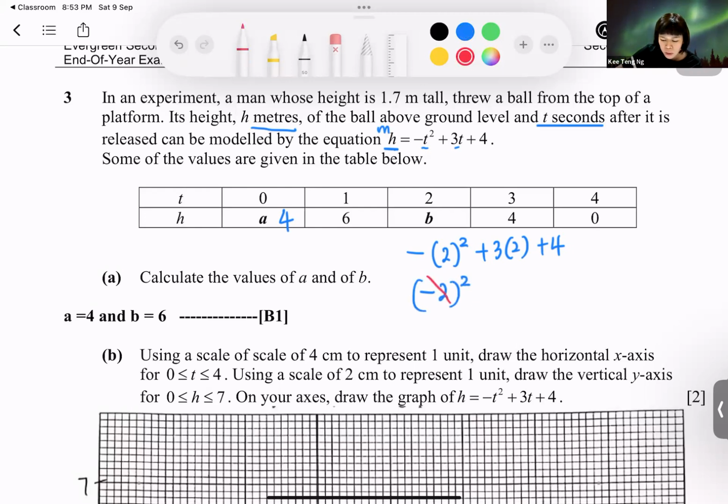2. But some students, if you make a careless mistake and you put negative 2 whole thing square, the two values are not the same. So you might notice, how come your graph is not smooth or the value is not correct? Then please check your answers. Go back and check your answers.